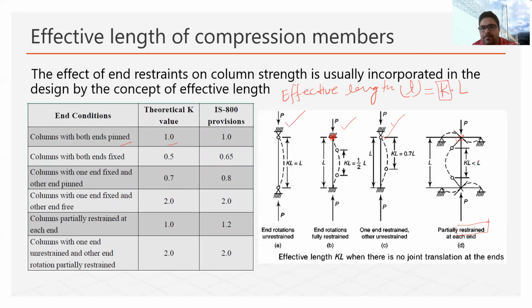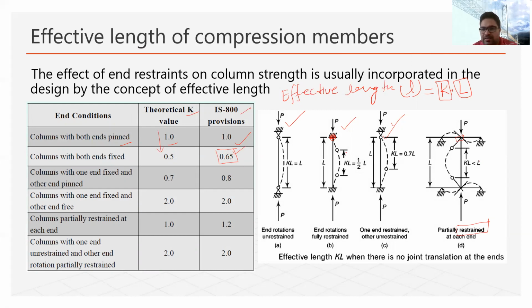So this K is the value you can see there, and in the IS code it is given here, and L is the actual length of the column. So from the IS code we can easily find out the value of K. In the second column you can see the value of K is lower than the value provided by the IS code. If the value of K is lower, then the capacity of the column will be higher. But by taking the higher value of K, we are actually taking a conservative design.